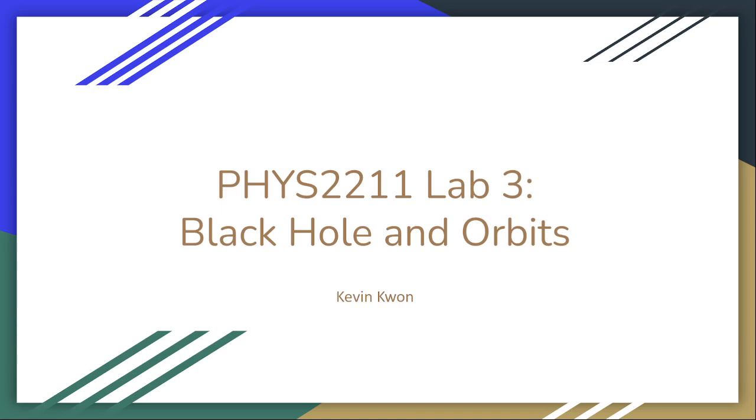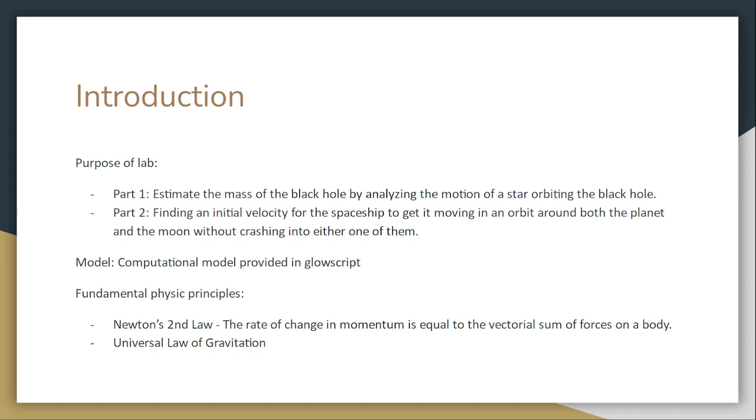My name is Kevin Kwon, and this is Physics Lab 3, Black Hole and Orbits. The purpose of the lab for part 1 was to estimate the mass of the black hole by analyzing the motion of a star orbiting the black hole. Part 2 was finding an initial velocity for the spaceship to get it moving in an orbit around both the planet and the moon without crashing into either one of them.